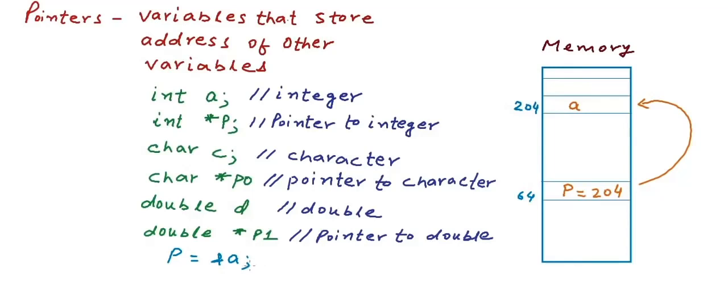And using p, we can also get the value of a. So let's say a is 8 and we use a star operator in front of p, then this star p gives us 8, which is the value of a. If we try to print star p, it gives us 8. Let us now try to see some of these in real code.